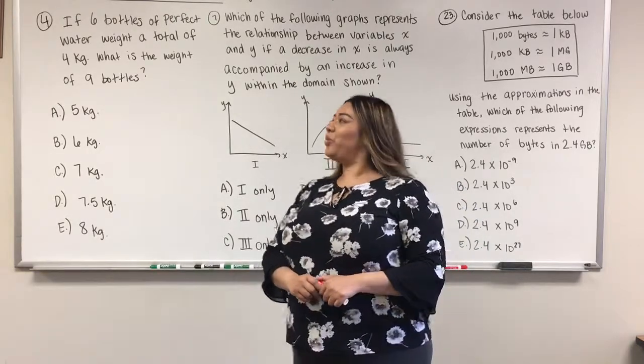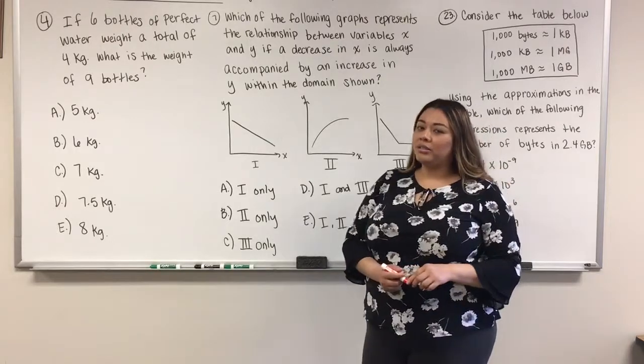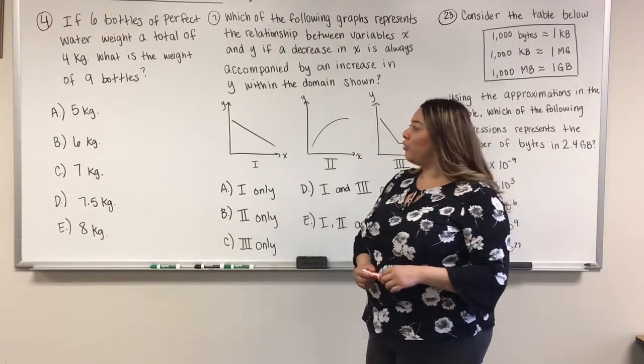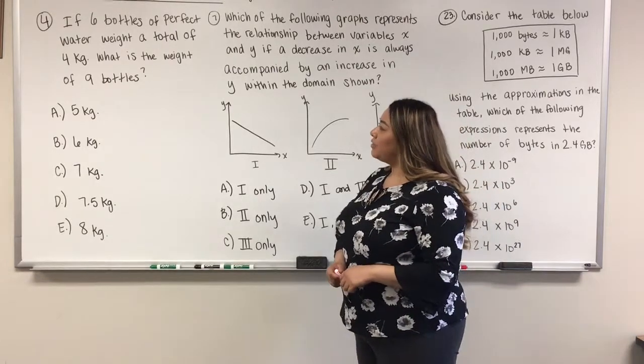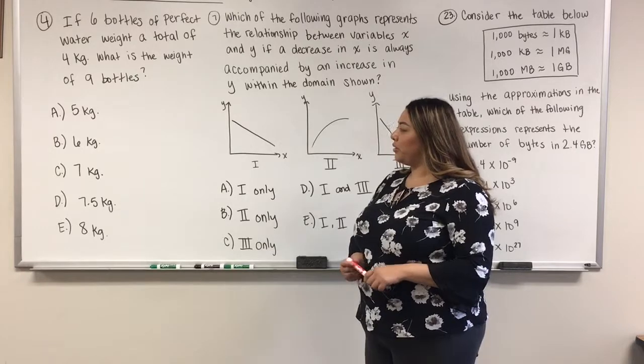So today we're going to be working on the HiSET Math Release 2015, the algebraic concept. So these are a few problems. For number 4, it says, if 6 bottles of perfect water weigh a total of 4 kilograms, what is the weight of 9 bottles?